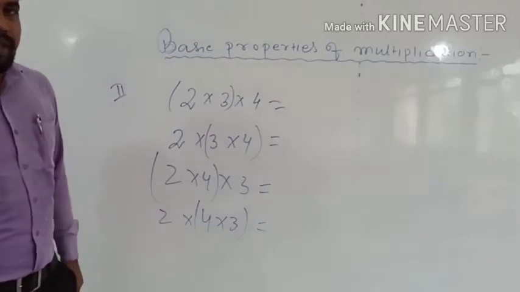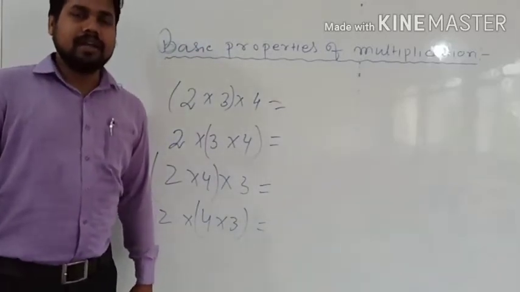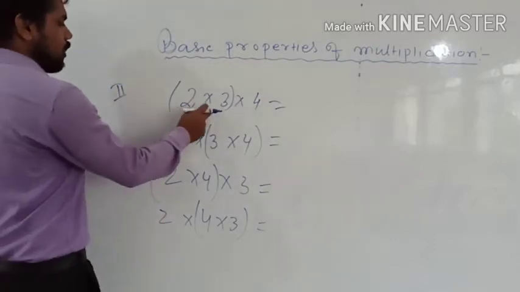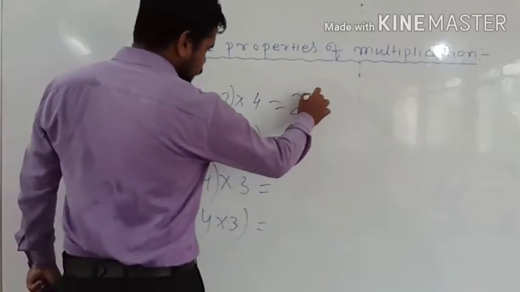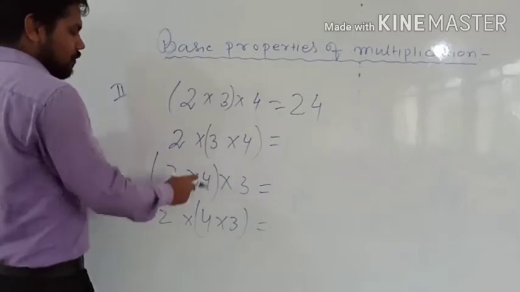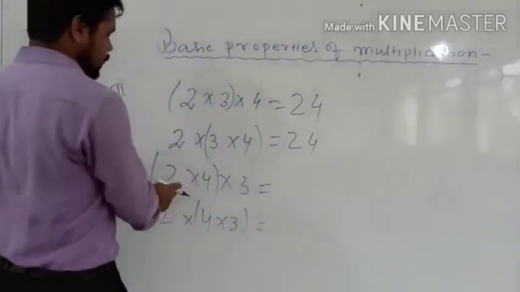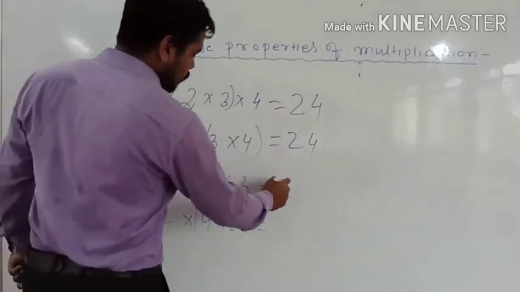So grouping of the numbers also doesn't matter in multiplication. So यहाँ पे आप देख सकते हो 3 2 are 6, 6 4 are 24. यहाँ पे आप देख सकते हो 3 4 are 12, 12 2 are 24. ओके, यहाँ पे भी देख सकते हो 4 2 are 8, 8 3 are 24.